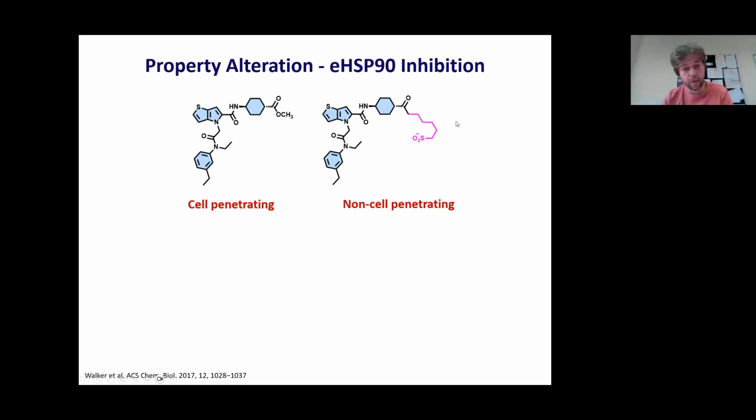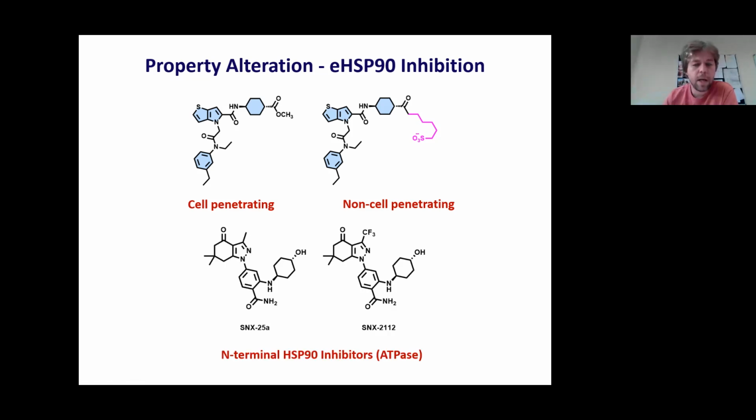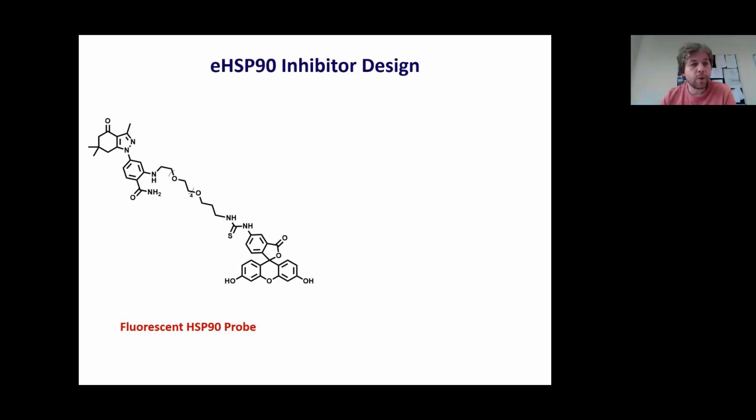So to that end, we thought we'd work with these SNX compounds, and these are N-terminal ATPase inhibiting HSP90 inhibitors. We chose them for a number of reasons, one of which was we thought they'd be a little more synthetically tractable, but that was a whole story of its own, but that's not for today's chat. And we also selected these because there'd been a previous study where an SNX analog had been tethered to a fluorophore to try and determine cellular localization of HSP90.